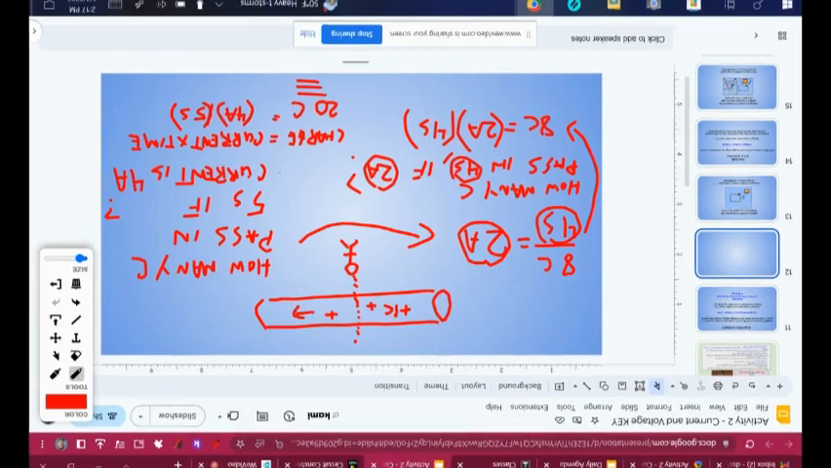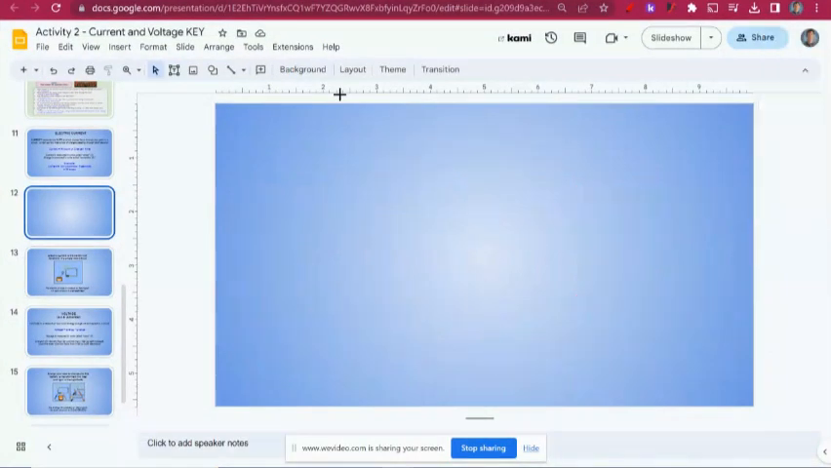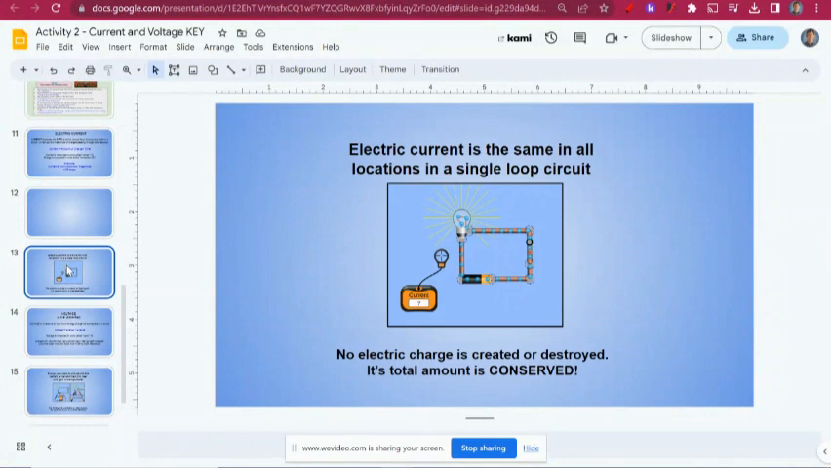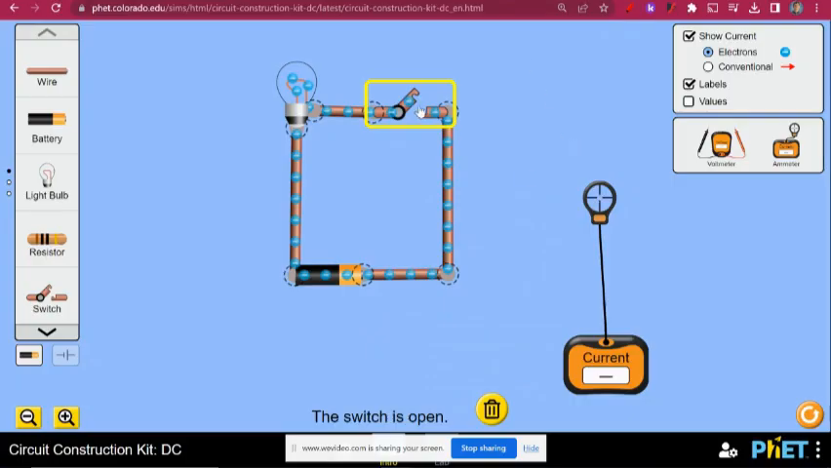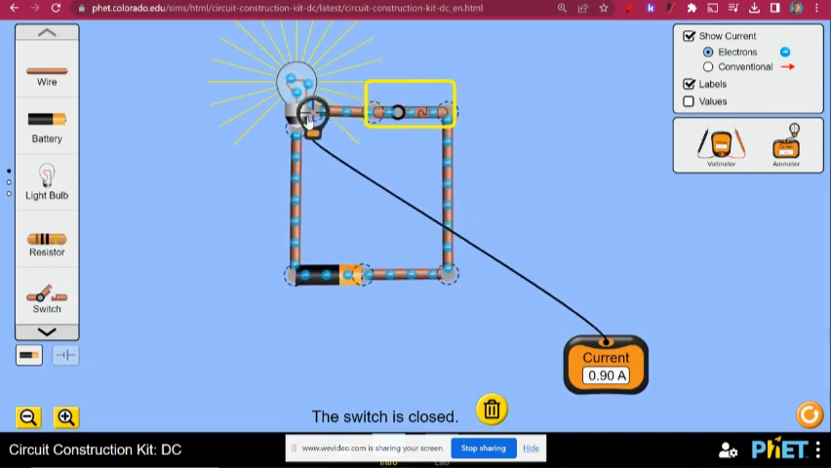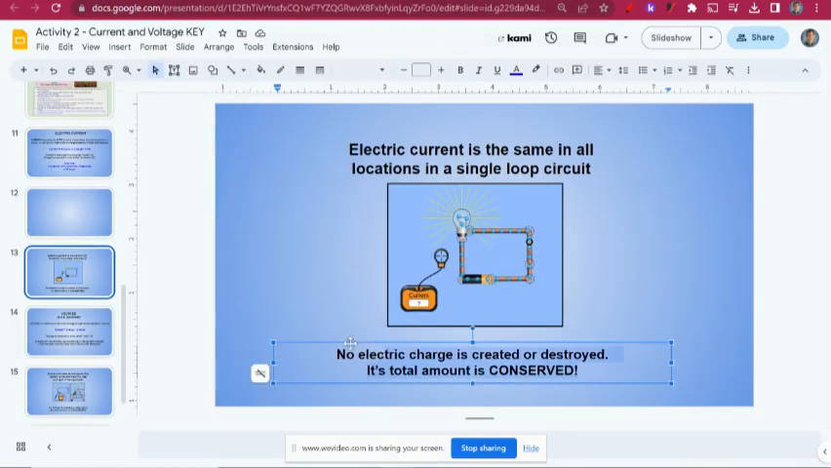Flip this around. And one other slide here about current. I know we already talked about this, but it's so important, we're going to emphasize it. We talked about how current is the same in all locations in a loop. When you measure the current in a circuit, no matter where you put this ammeter, you always get the same current. So that's really important. And that is really telling you that electric charge cannot be created or destroyed. The total amount stays the same. So when you say something is conserved, that means it stays the same.